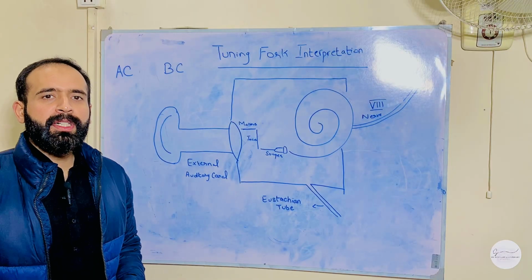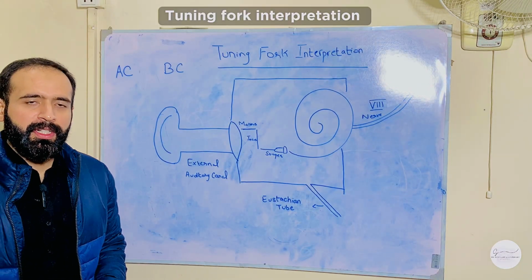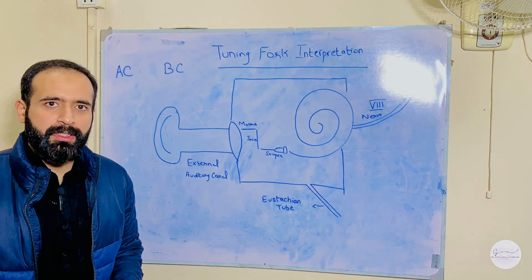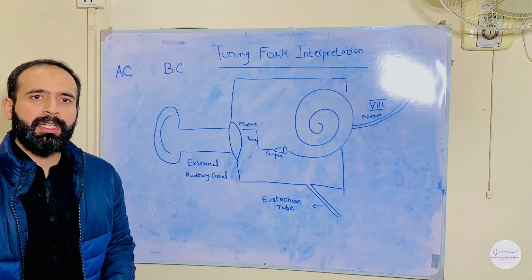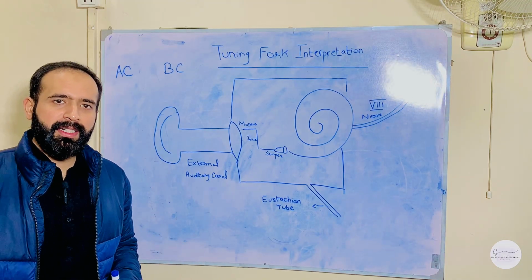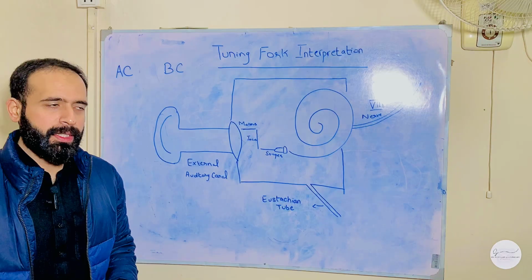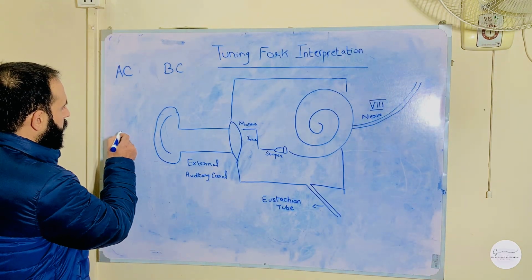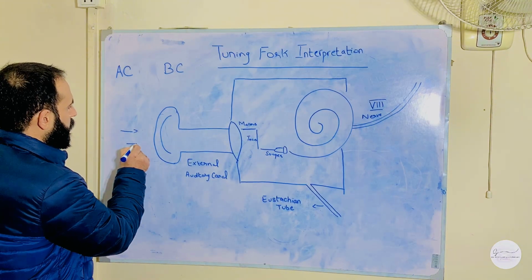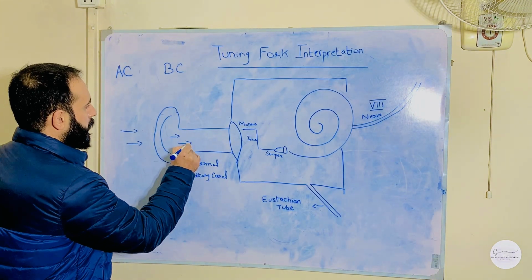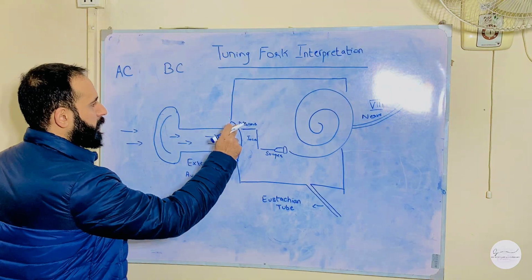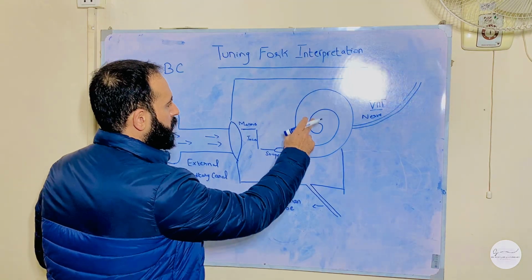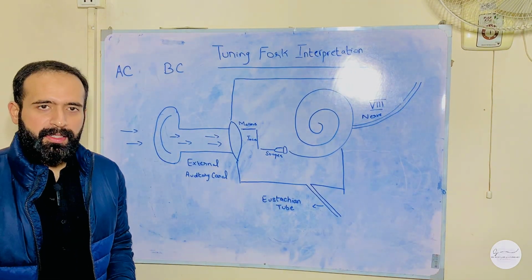So today we are going to be discussing the tuning fork interpretations. For that, I always teach my students this simplified diagram of how the sound reaches the cochlea. In tuning fork, we are basically comparing the two pathways, the air conductive pathway and the bone conductive pathway. The air conductive pathway is the one in which sound comes from the surroundings, goes in through the external auditory canal, strikes the tympanic membrane, starts vibrating all of these ossicles, the malleus, incus and stapes, and then the vibrations are carried to the cochlea. This is the air conductive pathway.